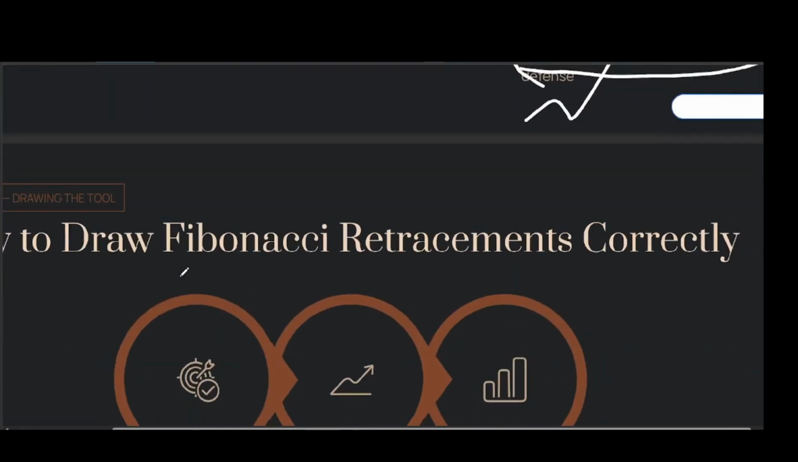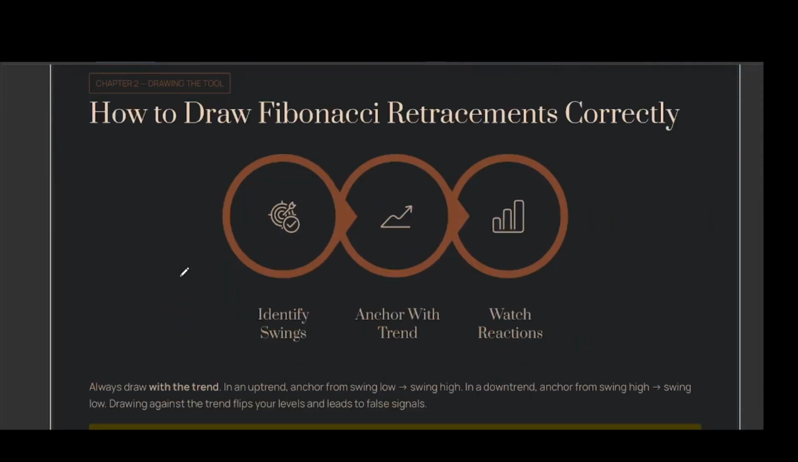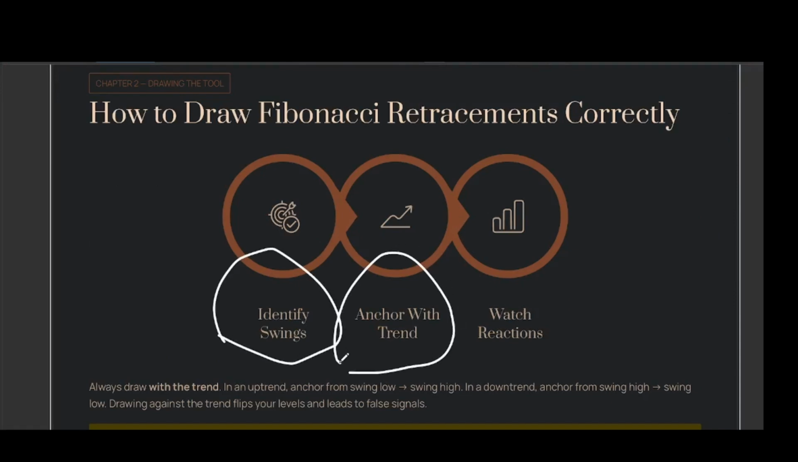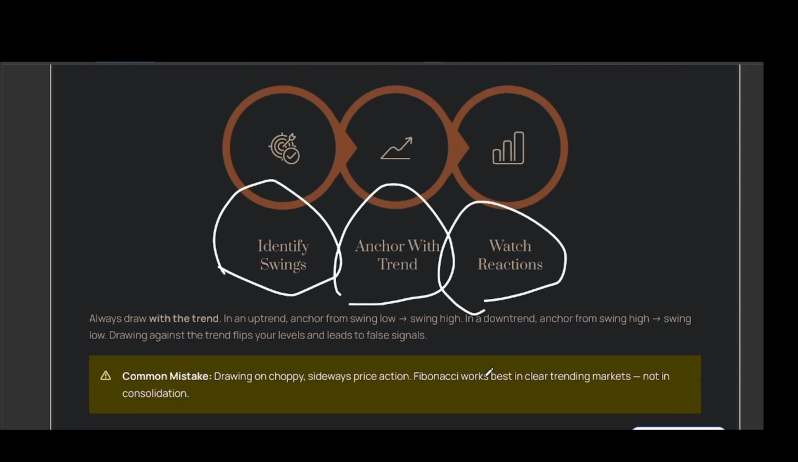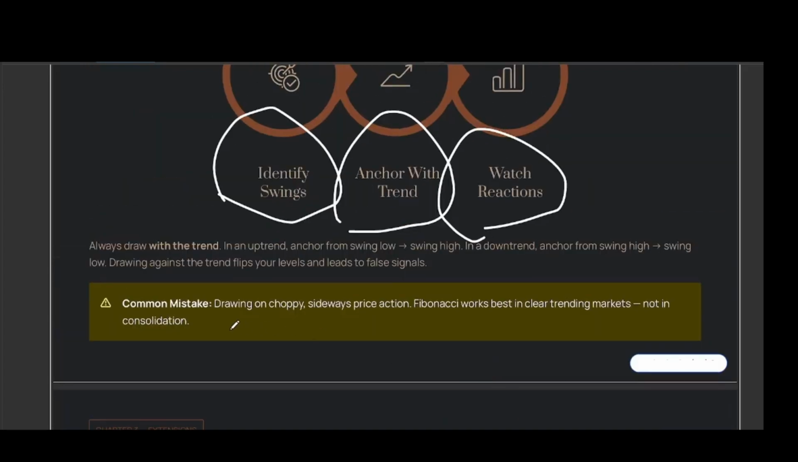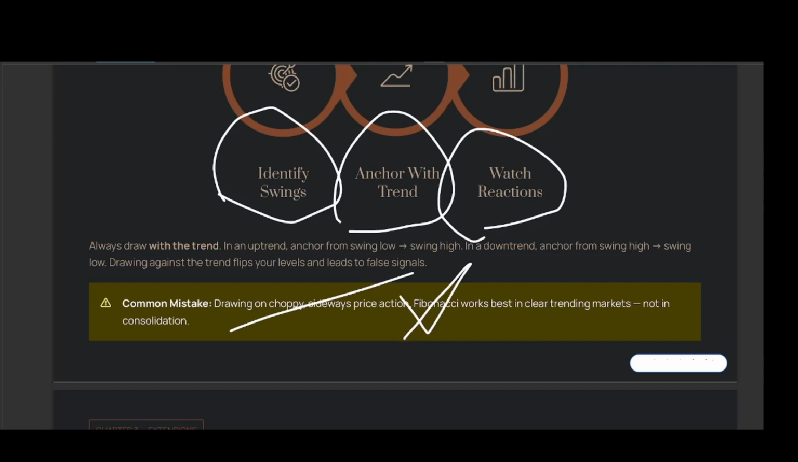Now, how to draw Fibonacci retracements correctly. First thing, identify a swing. Take a trend. Next, watch the reactions. Now, a common mistake: people generally draw Fibonacci when the market is choppy or sideways. But Fibonacci does not work when the market is choppy or sideways. Now, let me show you an example.